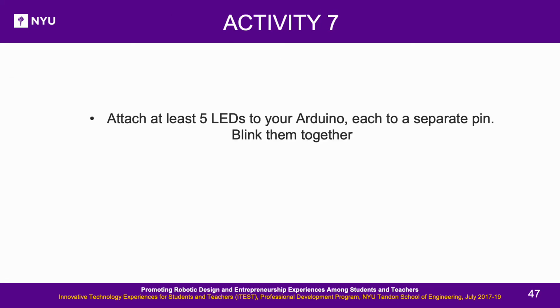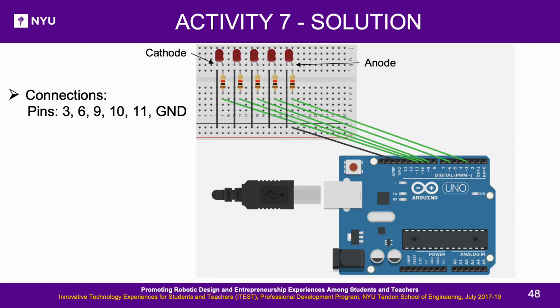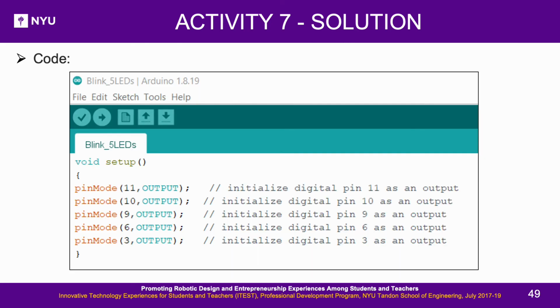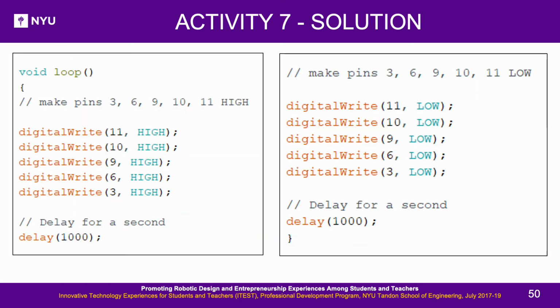Activity 7. Attach at least 5 LEDs to your Arduino, each to a separate pin. Blink them together. Make connections with the LEDs connected to pins 3, 6, 9, 10, 11 in series with a 220 ohm resistor each and ground as shown. Do not forget to check the anode and cathode leads of the LEDs, if they are placed in the right direction. The code is as follows. You can see the LEDs blinking high and low together with a gap of 1 second in between.